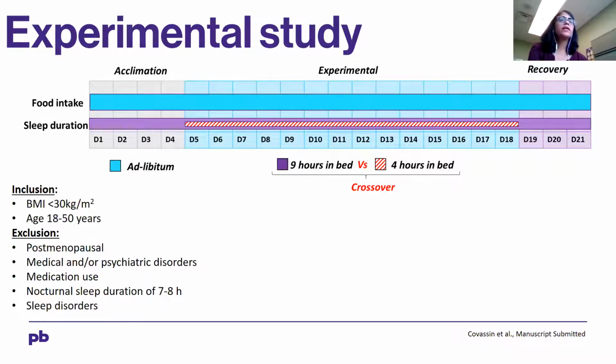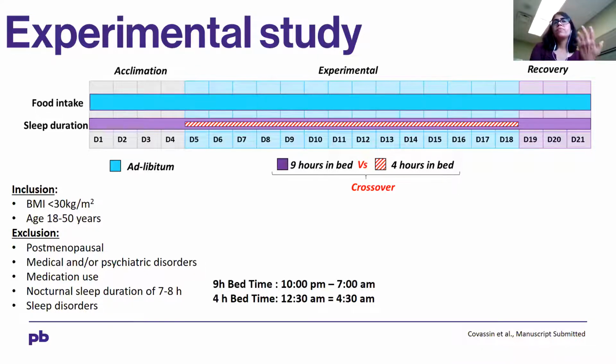And our screening criteria was pretty simple. We just made sure that they are all healthy and they had a habitual sleep duration of 6 to 8 hours. During the 9-hour bedtime, they were sleeping from 10 p.m. to 7 a.m. And for 4-hour bedtime, they were sleeping from 12:30 to 4:30 a.m.